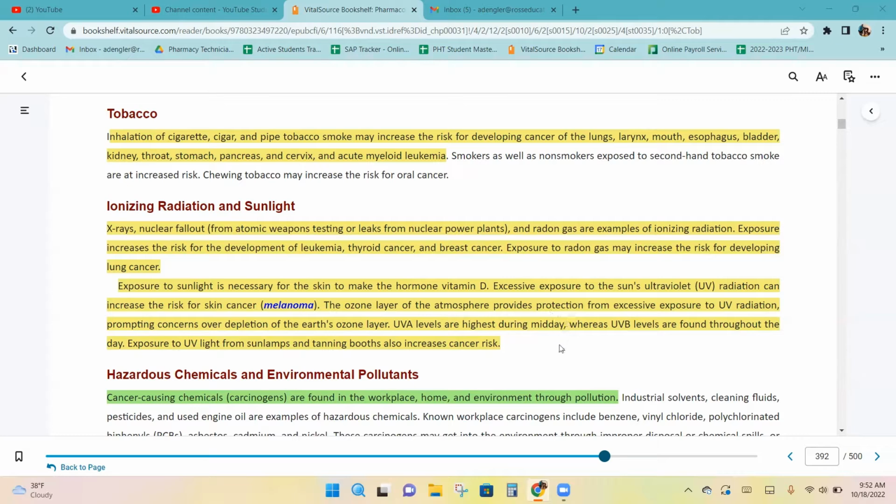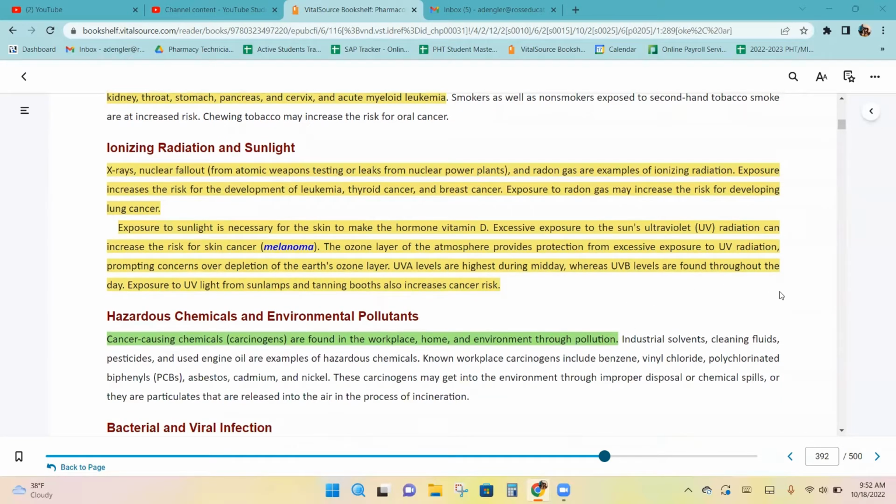Exposure to sunlight is necessary for the skin to make the hormone vitamin D. Excessive exposure to the sun's ultraviolet radiation can increase the risk for skin cancer, which is melanoma. The ozone layer of the atmosphere provides protection from excessive exposure to UV radiation, prompting concerns over depletion of the Earth's ozone layer. UVA levels are highest during midday, whereas UVB levels are found throughout the day. Exposure to UV light from sun lamps and tanning booths also increases cancer risk.